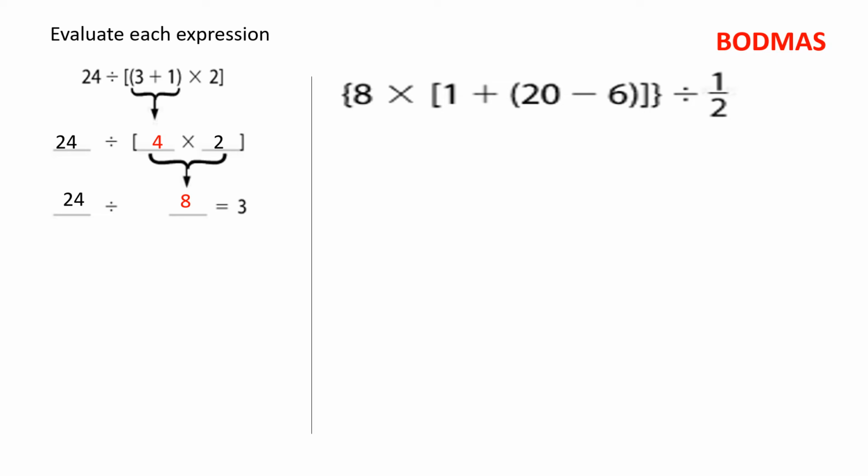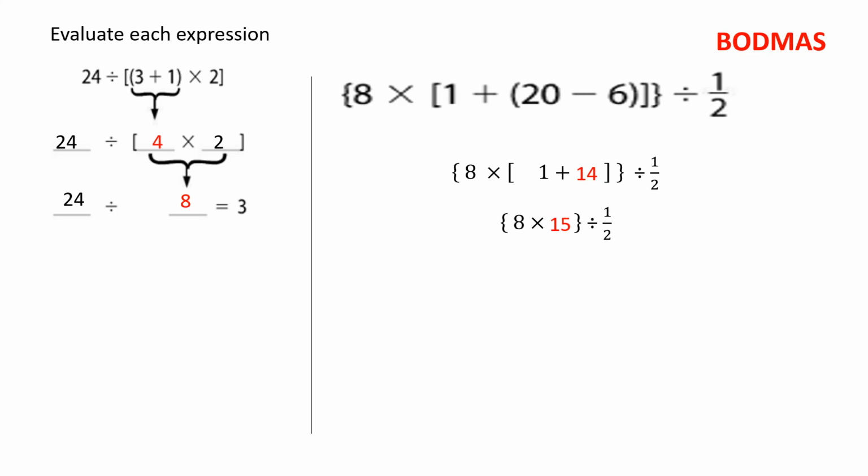Firstly, what do you have to do? Which inside the bracket, which inside the parentheses first, which is 20 minus 6. So 8 multiply 1, divide by half. What do you have to do with those? Yes, put them as they are down, except 20 minus 6, which is going to be 14. After that, what do you have to do? Now, which inside the brackets? So 8 multiply, put down as it is, and braces also put them down as they are, then divide by half, also put it down as it is. Then 1 plus 14 is going to be 15.